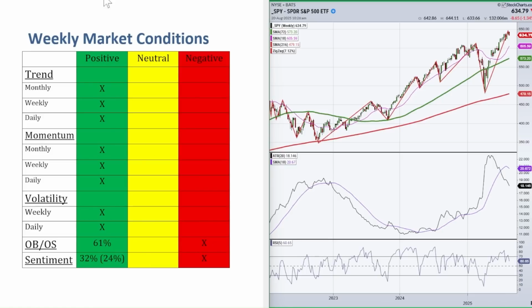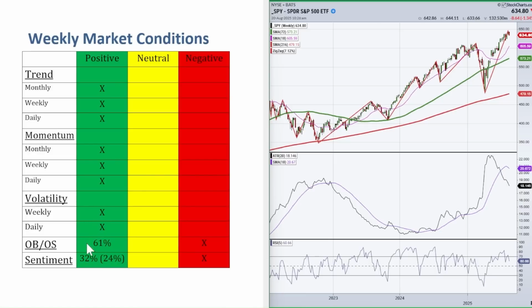Now, if we look at all the other market conditions, because I'm going to drop this down and we're going to go through the charts, but look at the table. All of these are positive right now. The only one that's questionable is really the weekly momentum, but I've got these all categorized as positive right now. The trend on the monthly, the weekly, and the daily, and then the momentum for the monthly, the weekly, and the daily. The volatility I'll talk about in a second are also both positive right now.